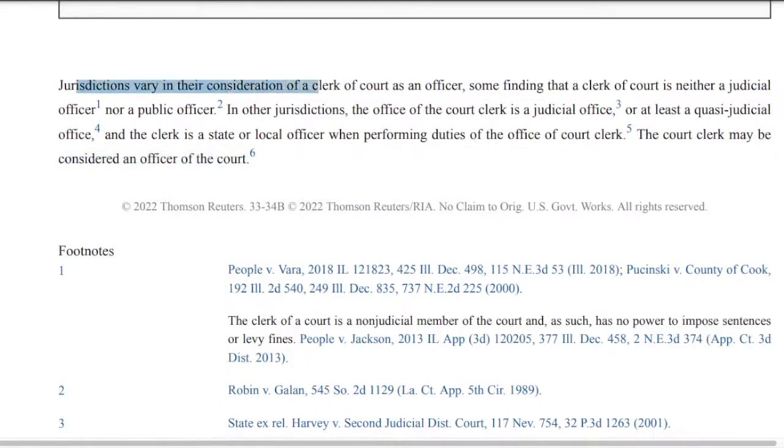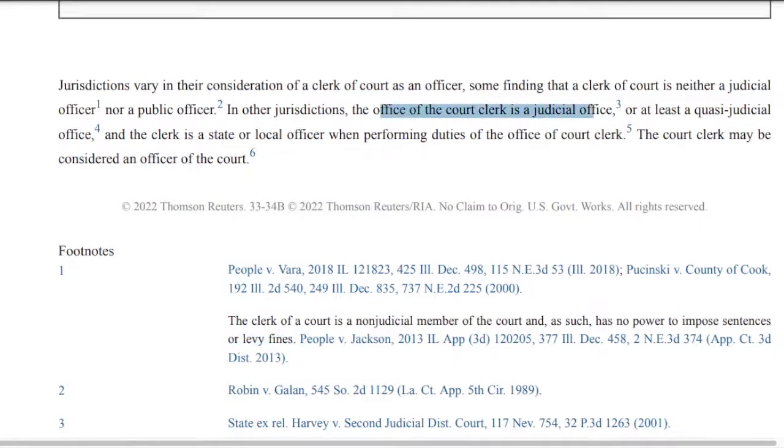So jurisdictions may vary in their consideration of a clerk of court as an officer. Some find that a clerk of court is neither a judicial officer nor a public officer. So footnote 1 is County of Cook, Illinois, 2000. And the other one here is Illinois also, and that's 2013. The clerk of a court is a non-judicial member of the court, and as such has no power to impose sentences or levy fines. Interesting. And that's in Illinois. So that's an interesting case right there. Worth looking up in detail. That's 2013. Number 2 is not a public officer, and that's Louisiana, 1989.